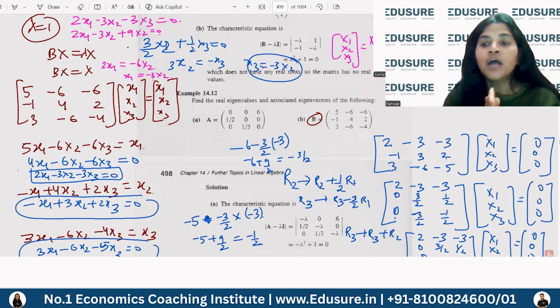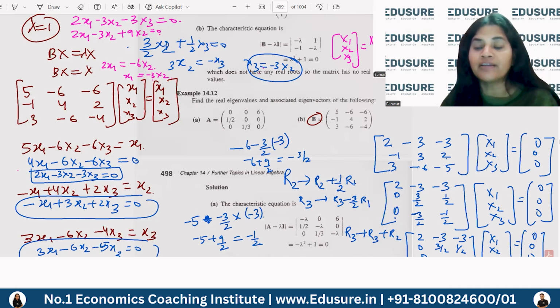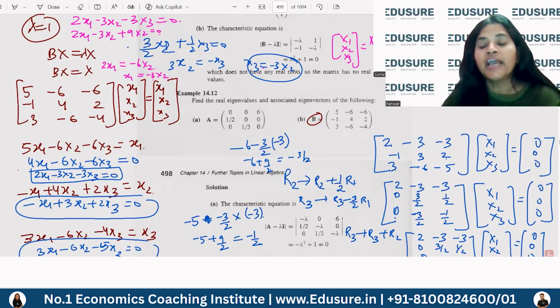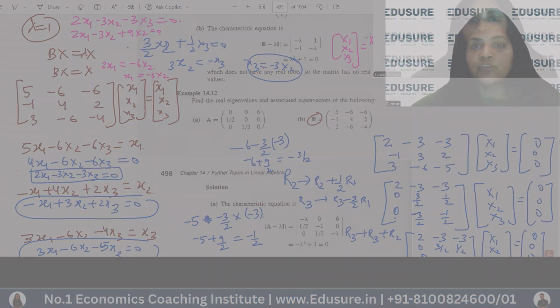So this is all about how to solve eigenvalues and eigenvectors of a matrix and why they are useful. That I have already told you. They help us a lot in calculations, and later on we will be dealing with topics like diagonalization of a matrix. There it will be very important.